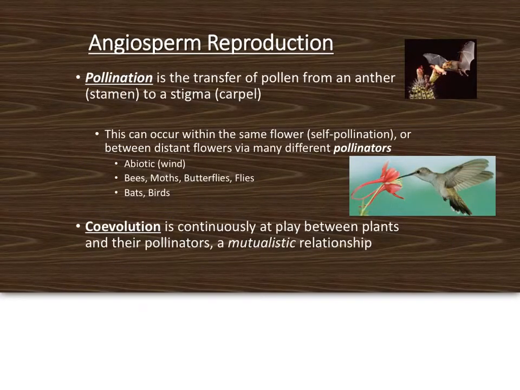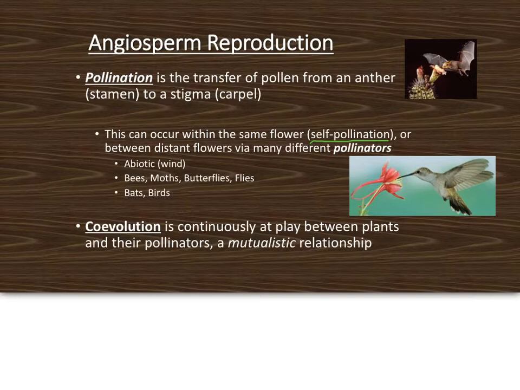Now, in order for the sperm to get there to begin with, you need to have pollination, as I indicated earlier. Pollination is where pollen gets transferred from an anther, the male part, the stamen, to the stigma of the female part, the carpel. This oftentimes does occur within the same flower, which is called self-pollination. But every once in a while it happens between distant flowers, and if that happens, you have to have a pollinator in between. So you can have abiotic pollinators, like the wind blowing pollen from one flower to another, or you can have biotic pollinators, living things.